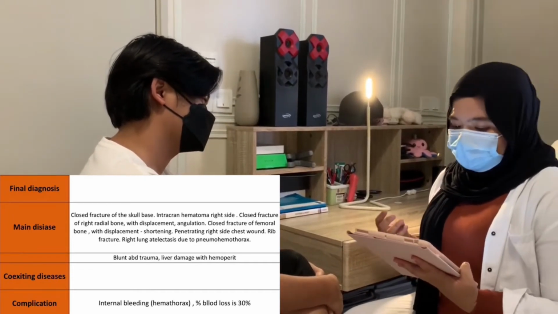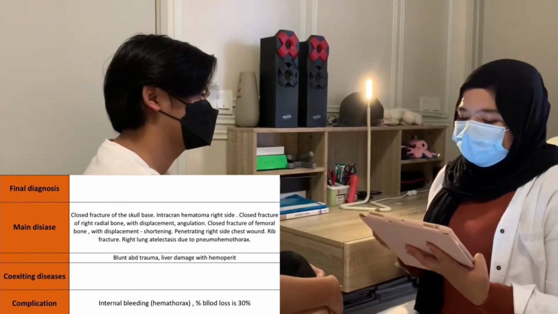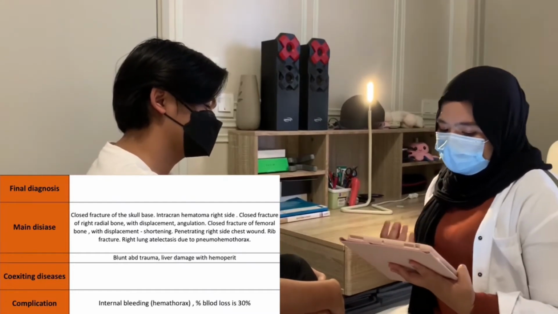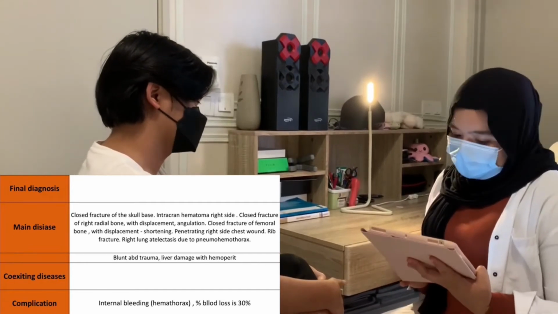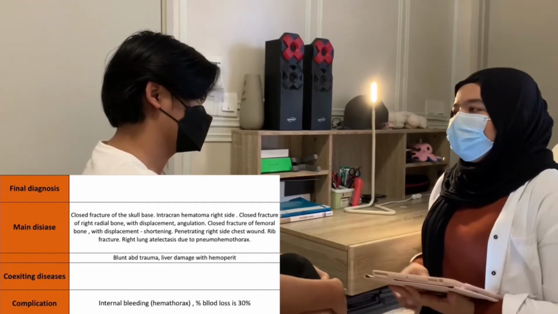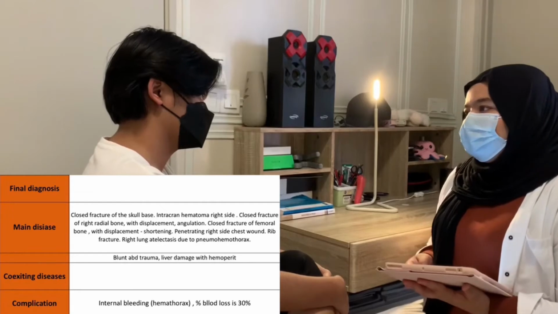He also has a penetrating right side chest wound, rib fracture, right lung atelectasis due to pneumohemothorax, and then he also has blunt abdominal trauma and liver damage with hemoperitoneum. And the complications of this, he will have internal bleeding, hemothorax, and also 30% blood loss.